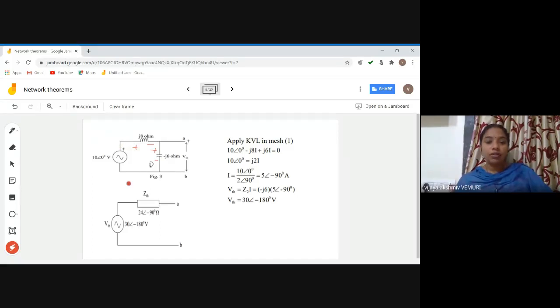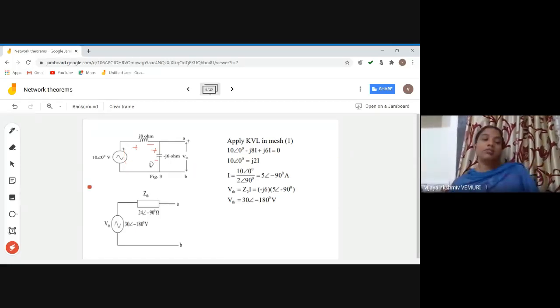So this is somewhat different. You start from here, minus 10. This is written in another way, and this is also correct. You start from here, drop: they have taken minus j8 into I, minus j6, minus of minus j6 is plus j6, and coming to this one, rise plus 10 at an angle 0. Anyhow, you will get the same answer. So you go with your procedure.